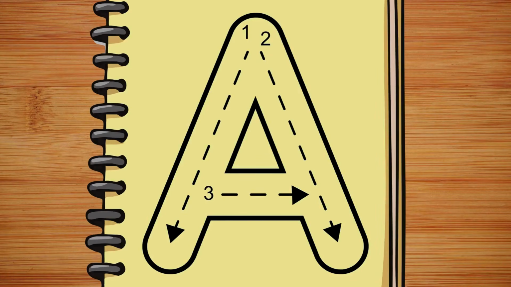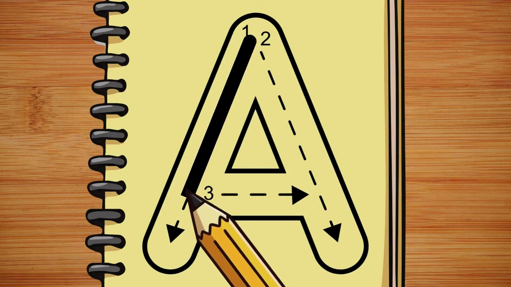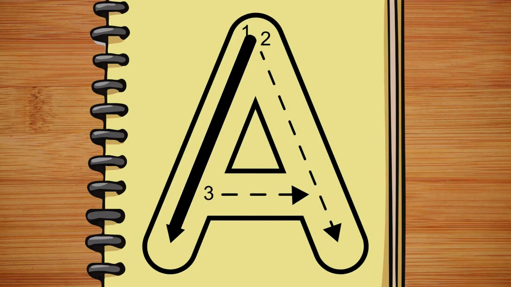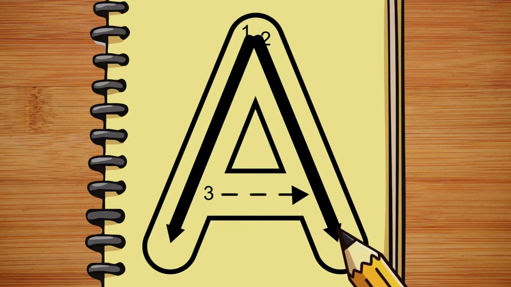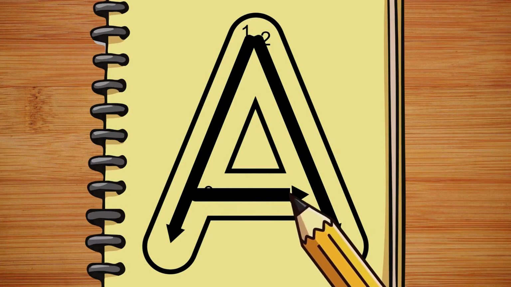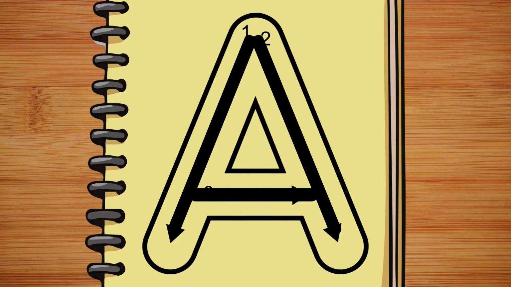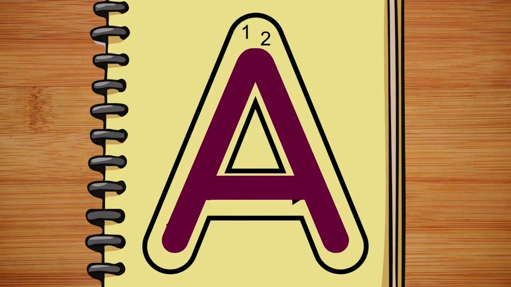Let's write the letter A. Start at the top. Draw a slanted line down. Go back to the top. Draw another slanted line down. Now draw a line across the middle. That's uppercase A. Let's write it again.